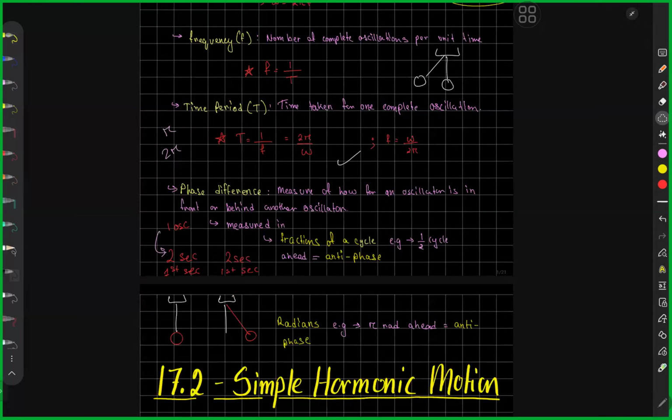The reason I'm going slow today is once you guys understand the basics of oscillation, I'll be able to show you the derivations very fast. Now, point is, phase difference measures, for an oscillation, how much an oscillation is in front or behind another oscillation. Very simple. It's a measure of how far an oscillation is behind or in front of another oscillation.